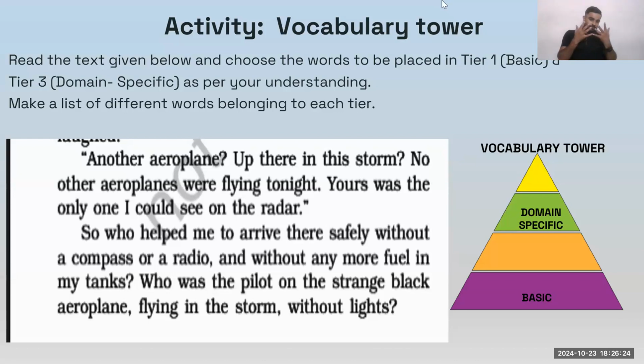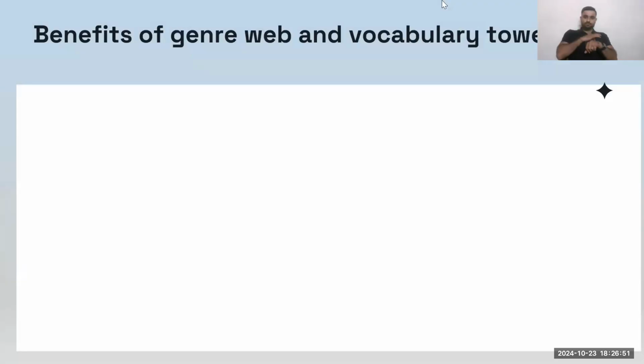So all these are basic. And of course, for the domain specific, we have radar, compass, and then you have aeroplane. So these are certain domain specific words. So thank you, audience, for the wonderful responses and very quick audience, I must say. Before we put in the question in the chat box, the chat box is flooded with answers. Great, lovely interactive audience.